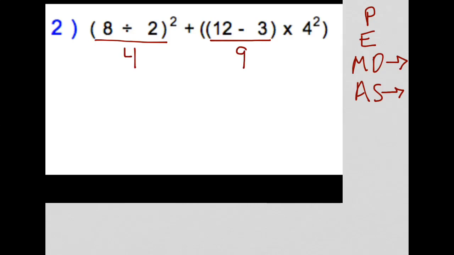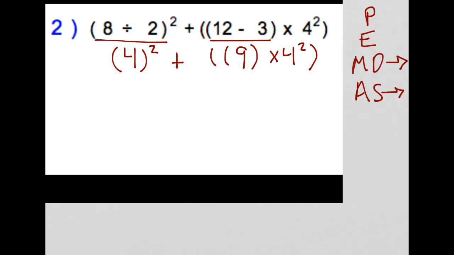which is 9. Then I'm going to put parentheses around the 4 and put squared next to it, plus, then I'm going to put 2 parentheses on the left, put 1 parentheses on the right, times 4 squared, and then parentheses around that.